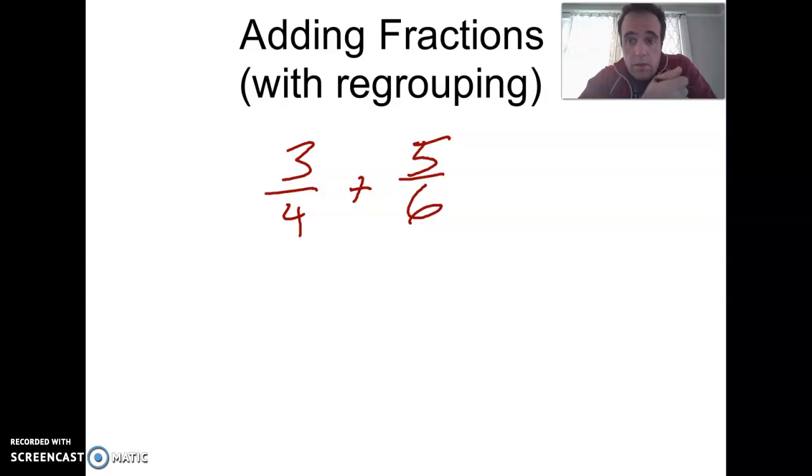Good morning, folks. So we're going to talk about how to add fractions and how to subtract fractions with regrouping or borrowing, depending on what your personal need might be. So we're going to start off with some regular proper fractions that are not mixed numbers.